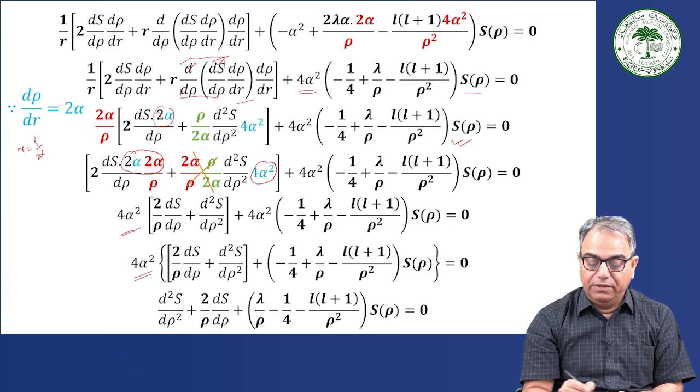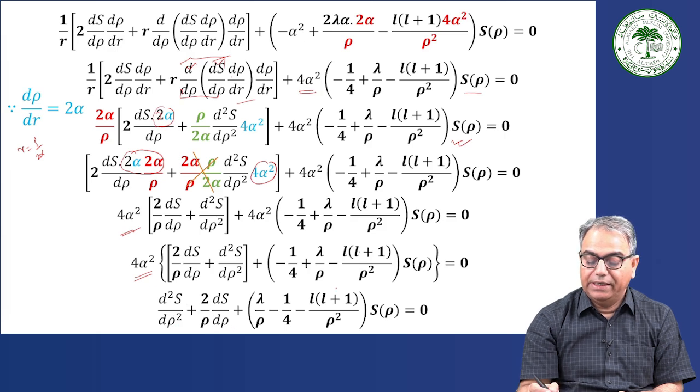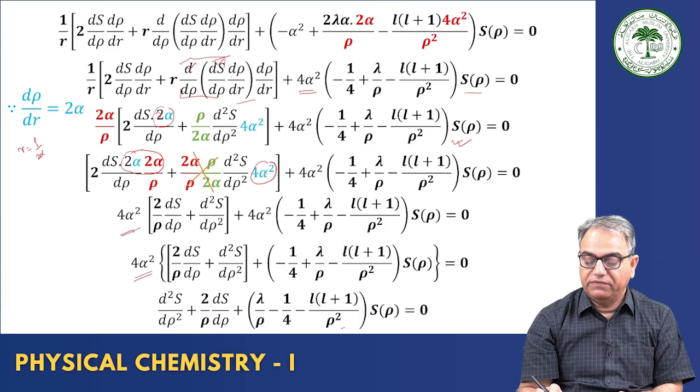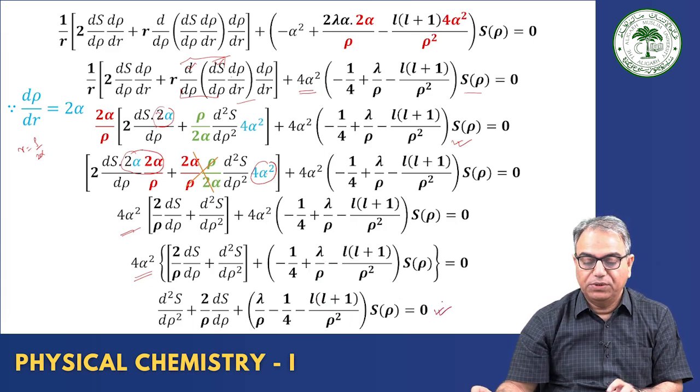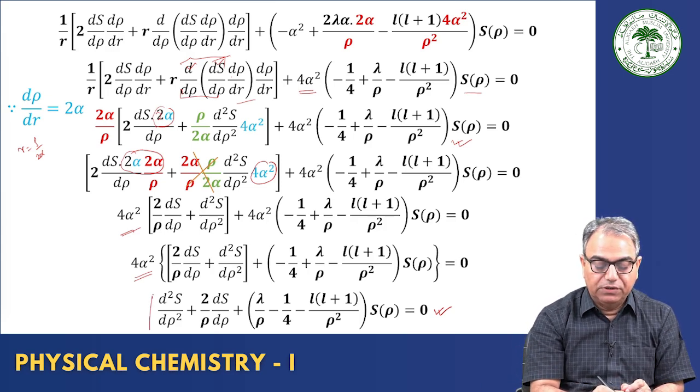Okay. So, what does this equation tell you? This equation tells you that the portion within the bracket can be taken as 0. This you can take as equal to 0 because this whole equation is 0. So, you write d square s by d rho square plus 2 divided by rho into ds by d rho, and then the next term is alpha divided by rho minus 1 by 4 minus L into L plus 1 divided by rho square. So, we can write it like this with a little change of position from one place to another place. So, this equation we got.